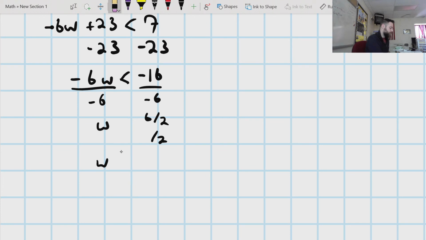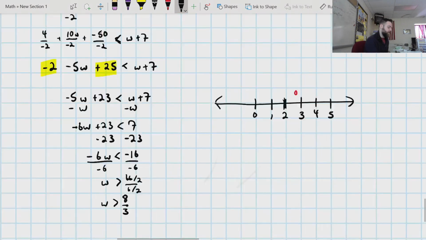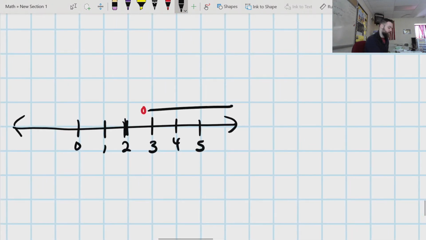But again, it's best practice to make sure that you always flip that sign. I had it as less than, but I forgot to flip it, and you'll probably see something similar. So just double check your work. I make mistakes, I'm a human being. But 16 divided by 2, and then negative divided by negative is positive, so it's still 8/3, so it's actually greater than 8/3, which is this direction.